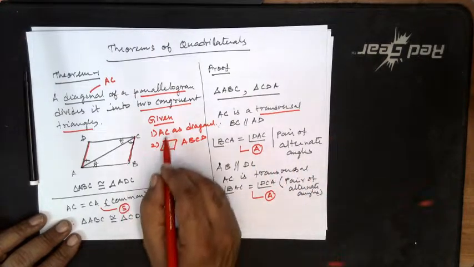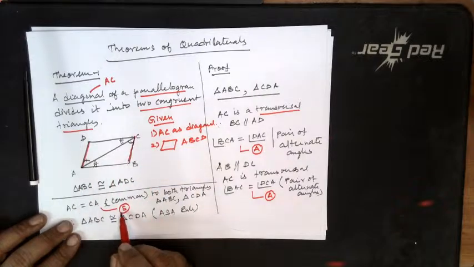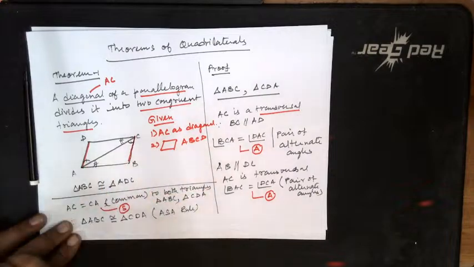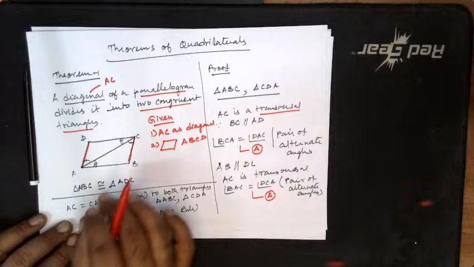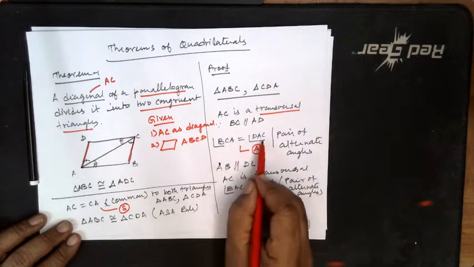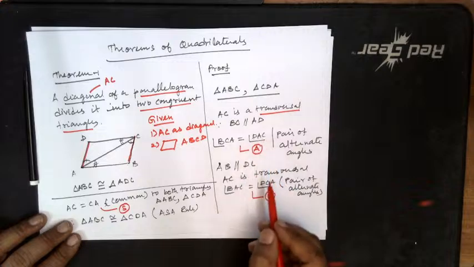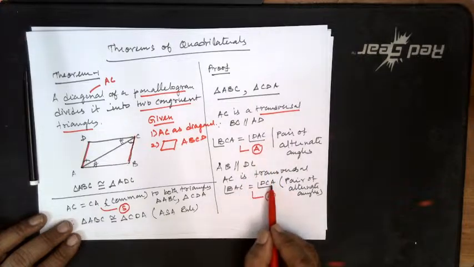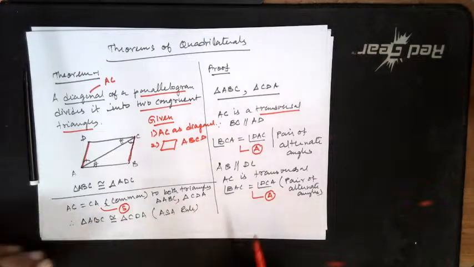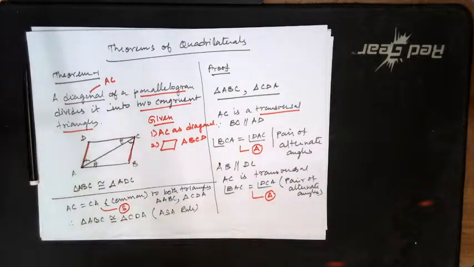Similarly, AC being common, so AC is the side of AB. Can you identify the corresponding angles and the corresponding side? The corresponding angles are BCA and DAC. Are you able to follow? Next corresponding angles BAC and DCA. And which is the common side? AC is the common side. Okay. So based on that, we have shown these two triangles are congruent.